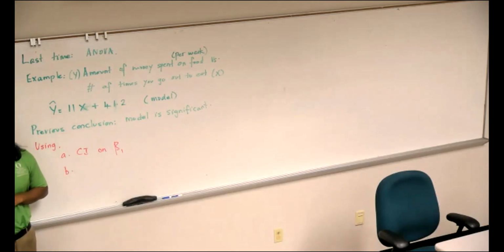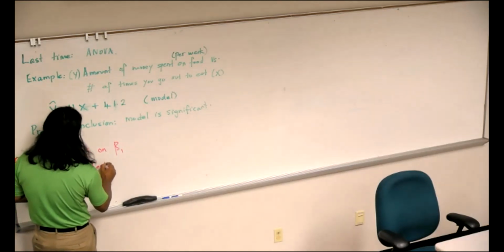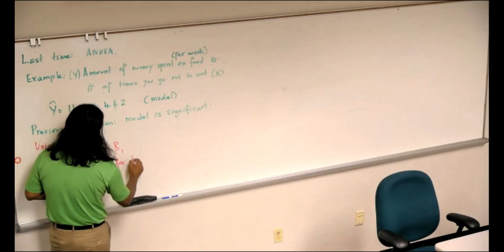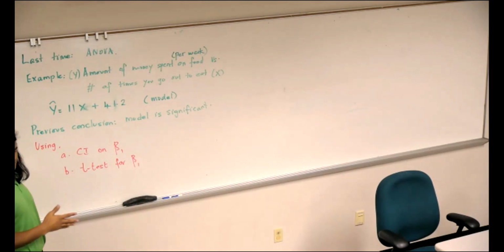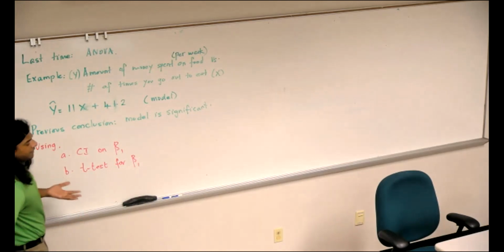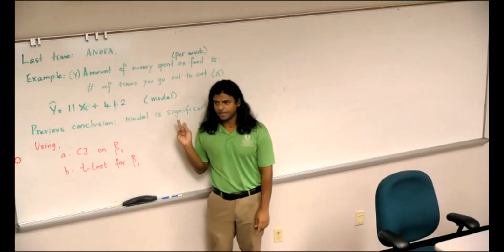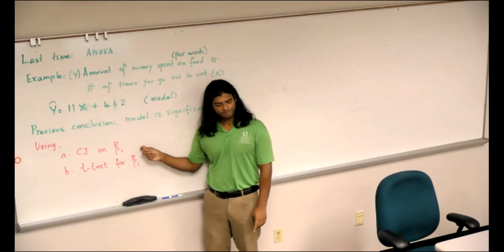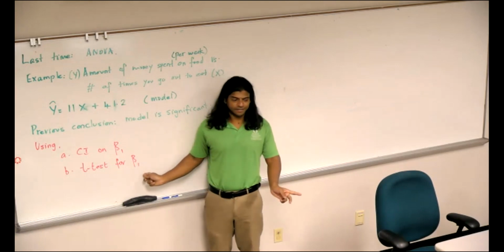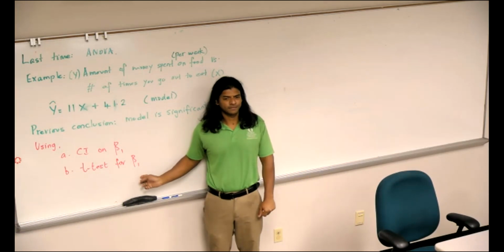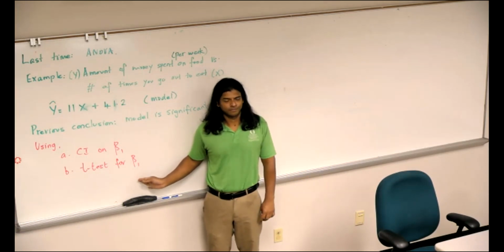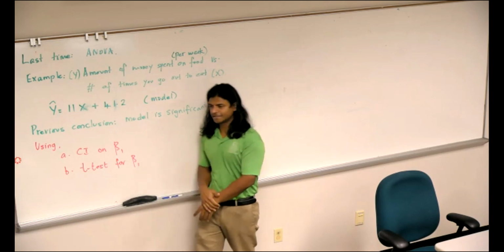What is the second approach? A t-test. Specifically, a t-test for beta 1. Those are the previous approaches that we used. And last time we did ANOVA. And I mentioned ANOVA serves a specific purpose, even though we can come to this conclusion about model significance using these two procedures. We need ANOVA for a different reason. What is that? Why can I not simply rely on these?